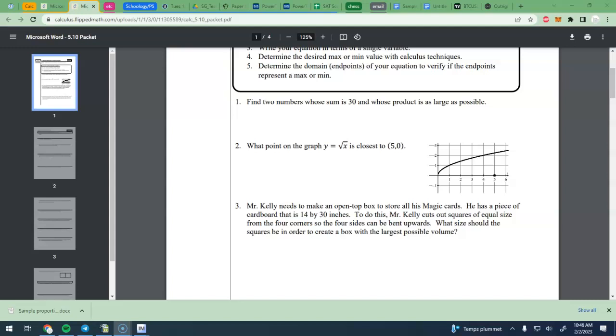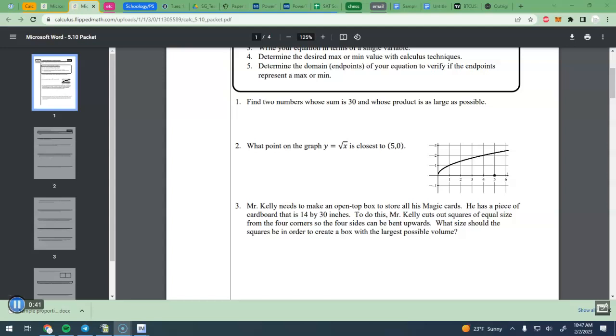This is a little less real life applicable, but this is a good example. I want to find two numbers whose product is as large as possible. So you're always going to have one thing you're looking for. It's called optimization. This is the section. We're trying to find either the maximum or the minimum of something.